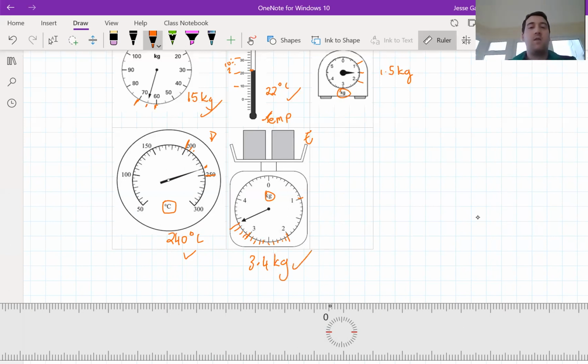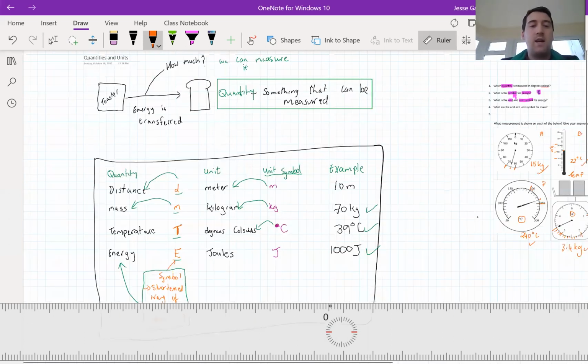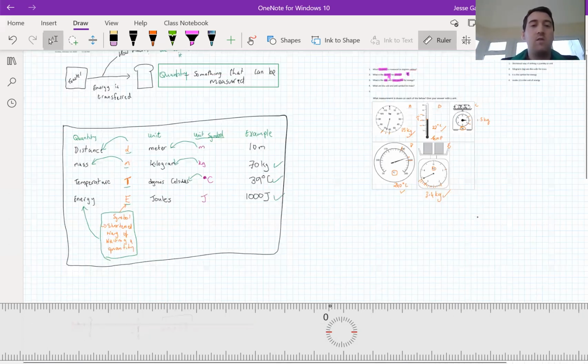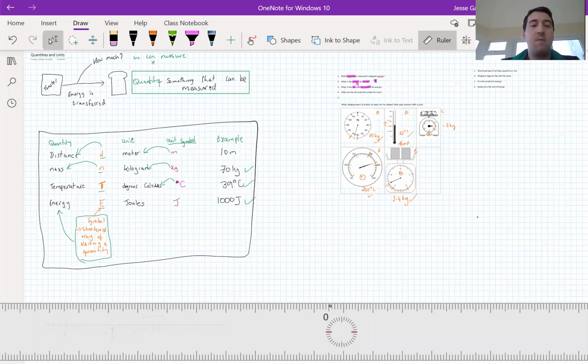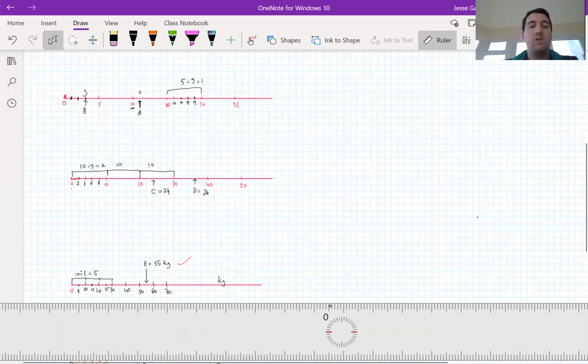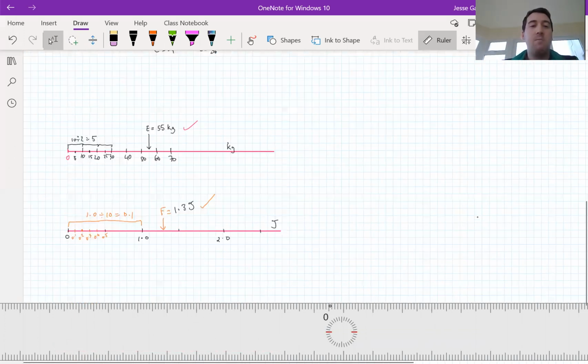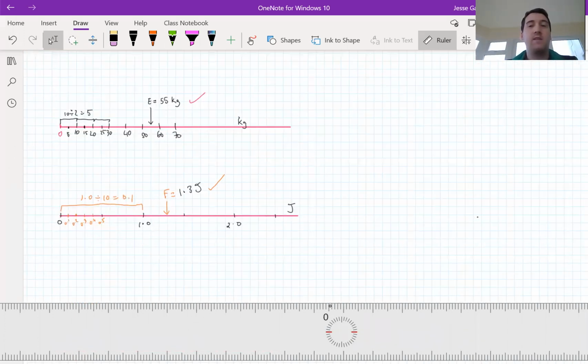Well done. All right, so you now know how to read a scale, and you know what a quantity is, and you know what a unit is. So a quantity is something that can be measured. A unit is how we measure things. So we measure distance in meters, we measure mass in kilograms. The new one today, energy, is measured in joules. You know how to read a scale, so now you'll be able to use pieces of equipment when we're back in school and we're doing experiments. You'll be able to read the scale and figure out what the scale is telling you is the measurement of whatever quantity it is that you're measuring.